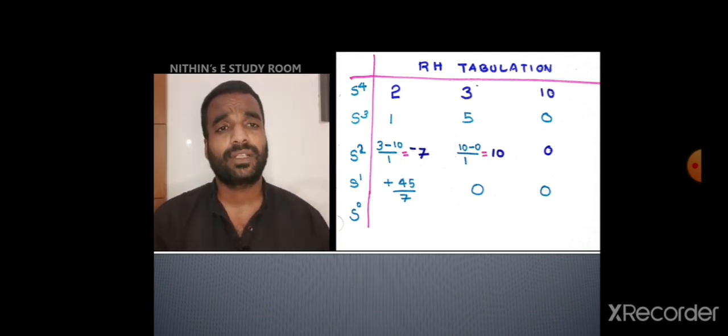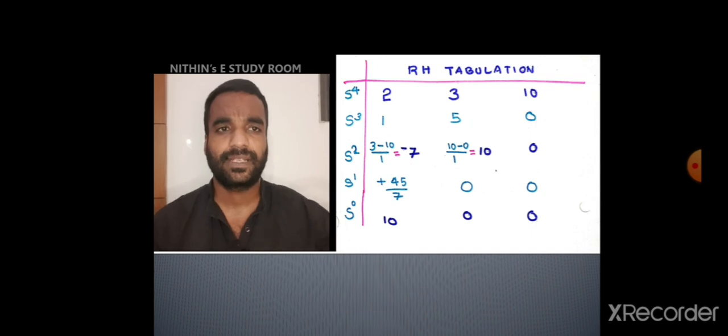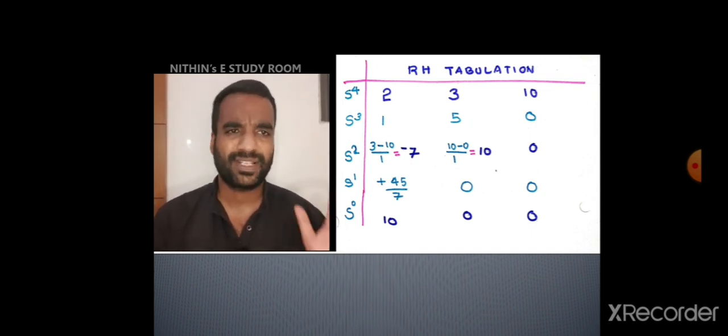Now what about the last row? We can check from here itself. 45 by 7 into 10 minus 0, divided by 45 by 7. So that value will be plus 10. Yeah, you can see plus 10. And after that, all the values will be 0. You can check.